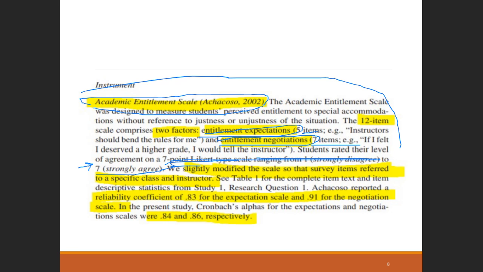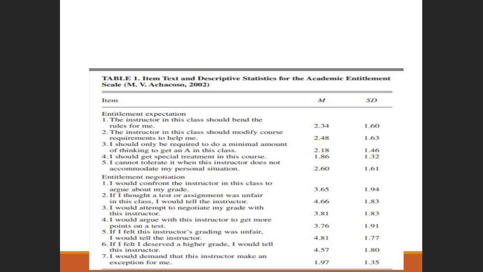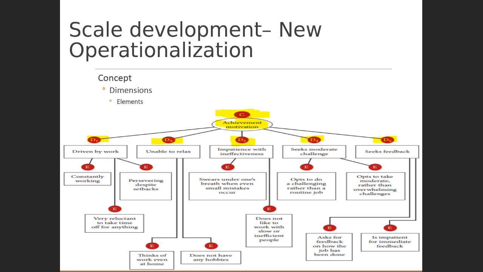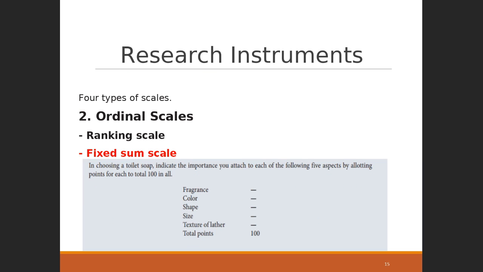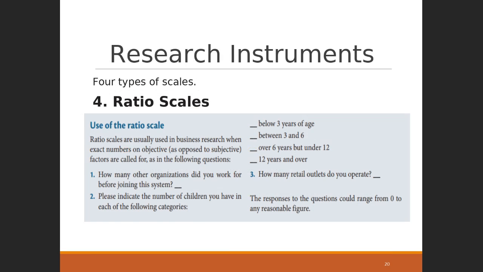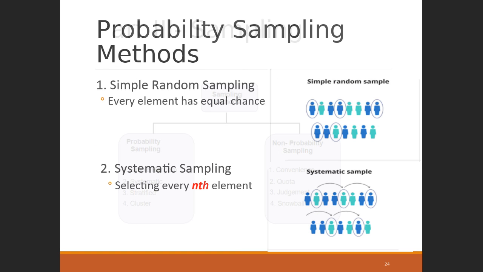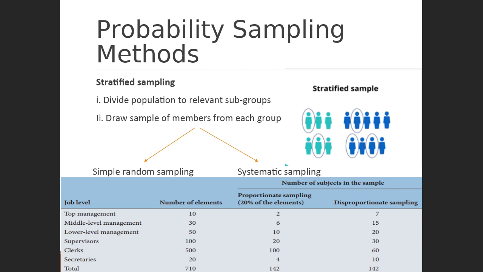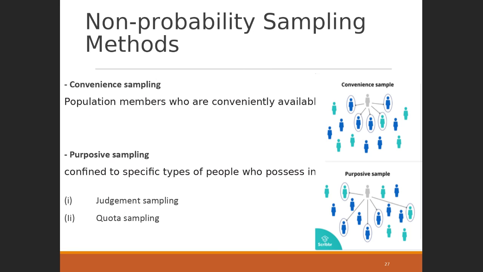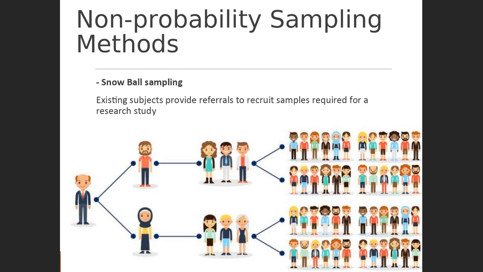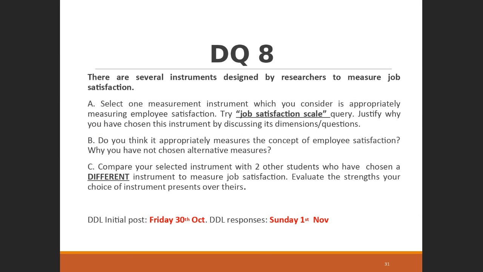discussion question. You argue why you think these 12 questions on academic entitlement better define academic entitlement as compared to any other scale among the researchers. So you need to categorically define why you have chosen that scale. There are plenty of scales to measure job satisfaction, and when you put the job satisfaction scale query on Google Scholar, you will see plenty of them. So you need to justify why.